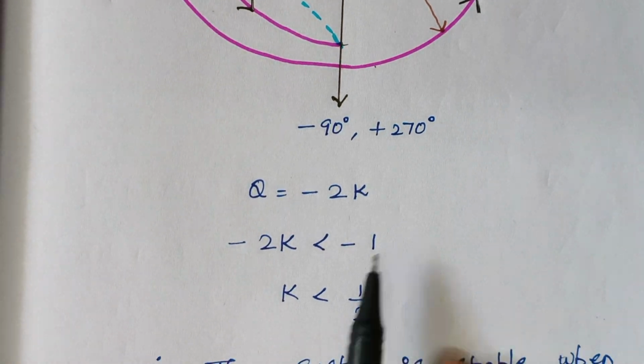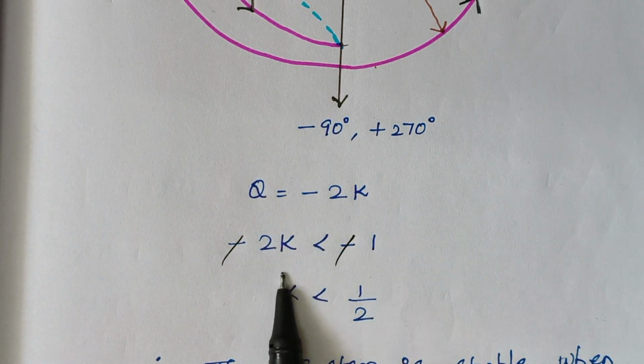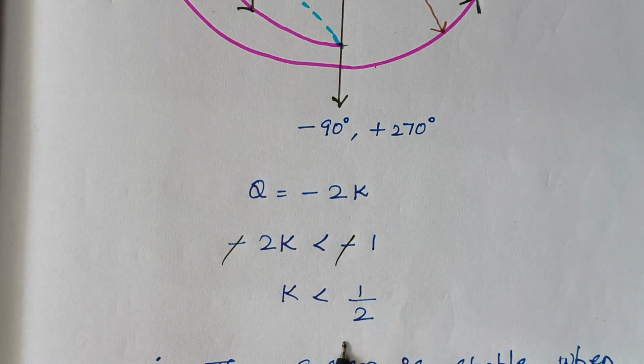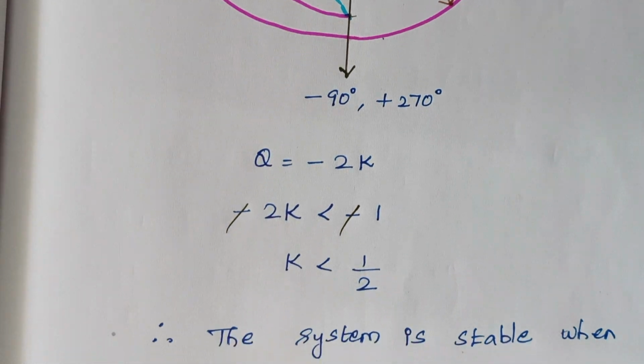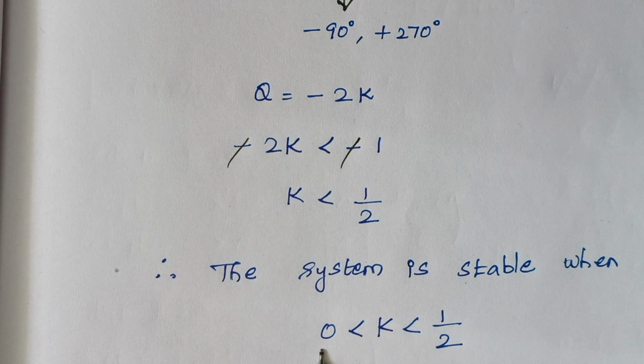So when you solve, what happens? The two minus signs cancel each other and the value of k should be less than 1 by 2. So the system will remain stable when the value of k lies between 0 and 1 by 2. Right. Here comes the end of the problem.